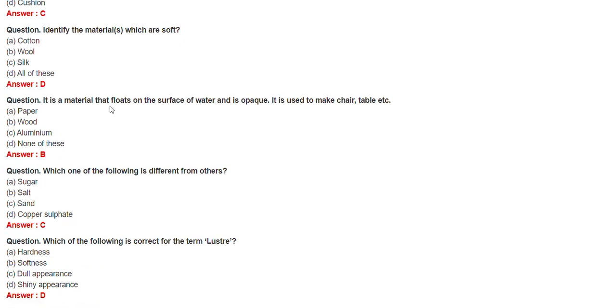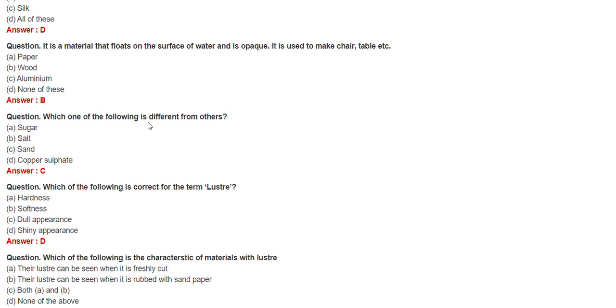It is a material that floats on the surface of water and is opaque. It is used to make chairs, tables, etc. Answer: wood. Which one of the following is different from others? Sugar, salt, sand, copper sulfate. Answer is C, option C.